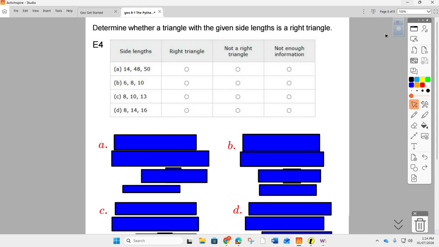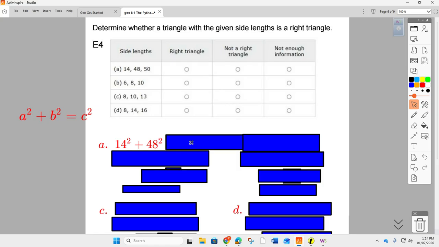So remember, they didn't say right triangle, but if it's a right triangle, the legs are going to be the short sides, right? So we're going to have to assume 14 and 48, those are going to be our legs, and we're going to plug into the Pythagorean theorem formula shy of the equal sign. We're not going to enter that. So 14 squared and 48 squared.